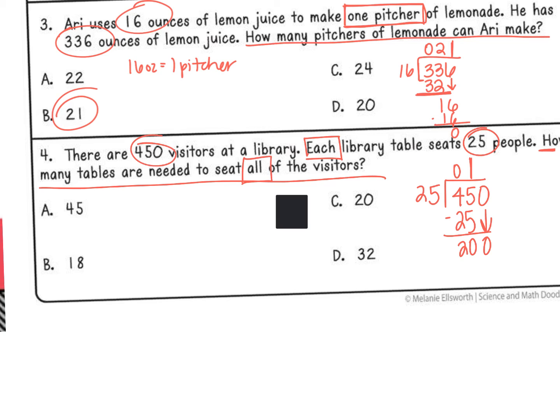And if you think about money, think about quarters and dollars. How many quarters would make $2? 8. And it's exactly 200, so I have nothing left over. So my answer should be B.